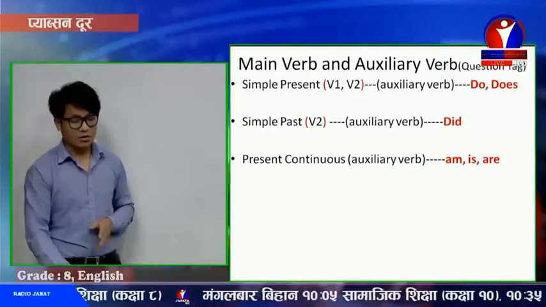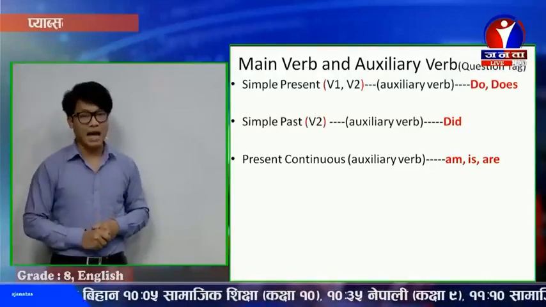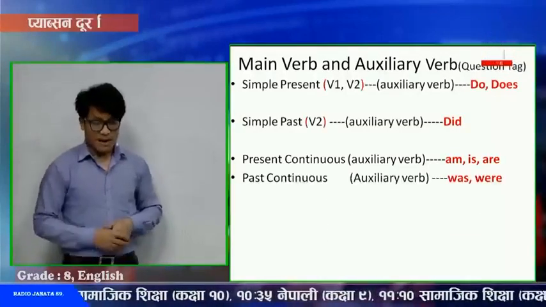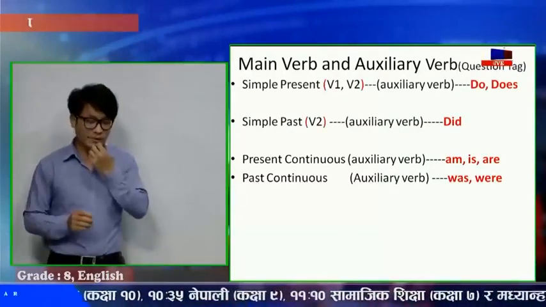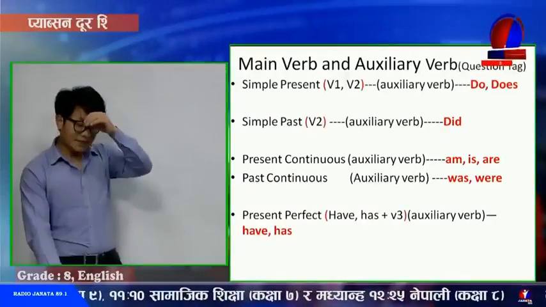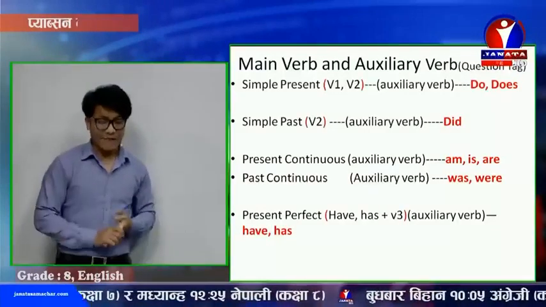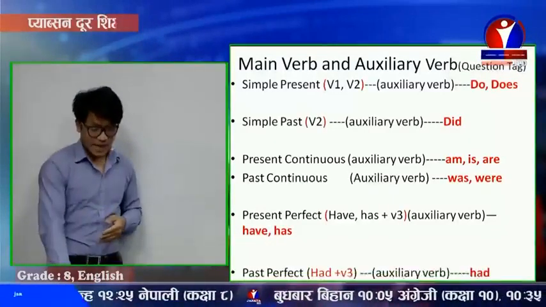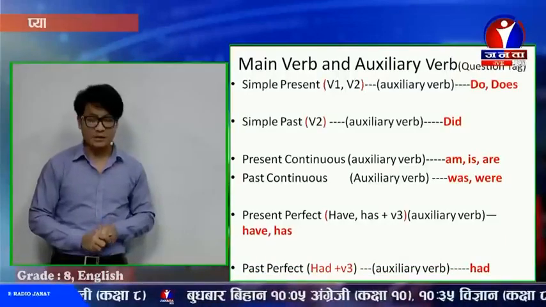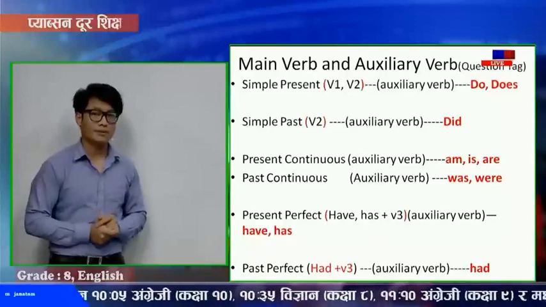And present continuous: obviously the auxiliary verbs are am, is, are. Past continuous: its auxiliary verbs are was, were, remember. And present perfect has have and has as auxiliary verbs, and past perfect has had as the auxiliary verb. So you need to know this very well.